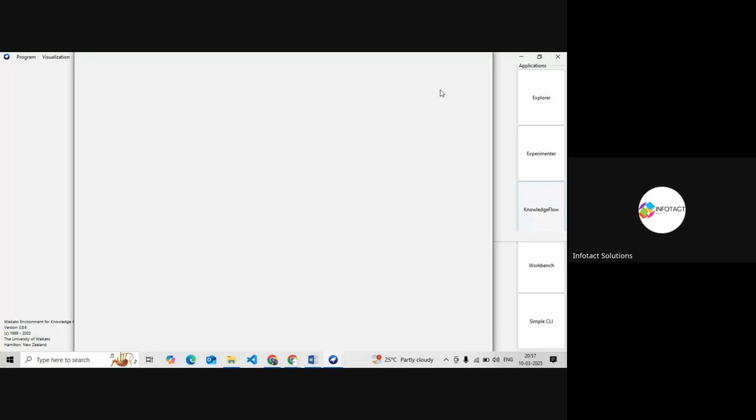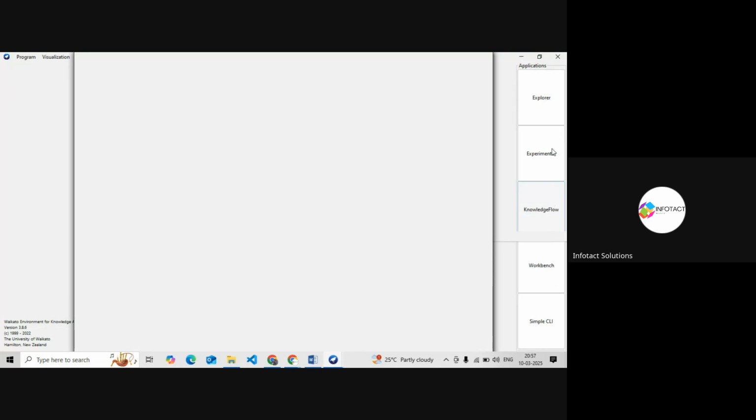If you want to go for complex algorithm models using programming languages, Python or something like that, then you can use this. Then there is something called Simple CLI. What is Simple CLI? Workbench, you can go for that. Simple CLI means command line interface, which allows advanced users to execute machine learning models using the command line. It is useful for automation and scripting in large scale machine learning applications.